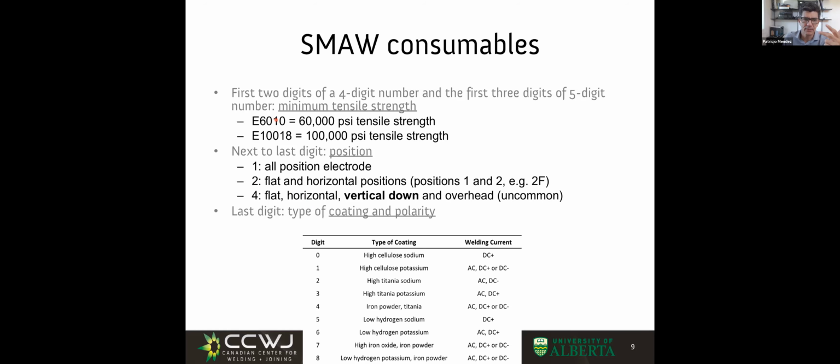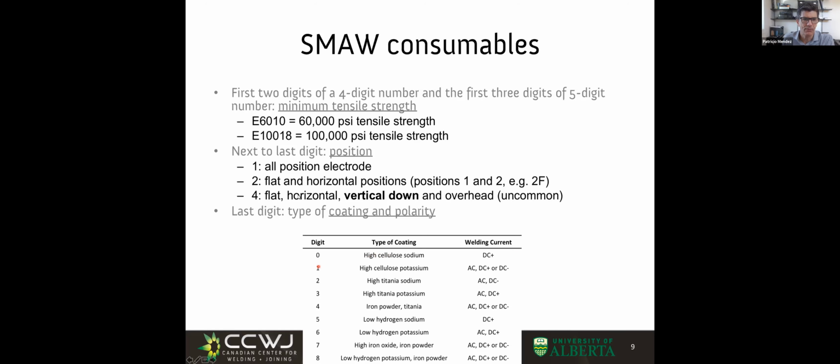And here we have about the last digit. And you don't need to memorize this other than the 0, that is the 0 that goes with 6010, that is a high cellulose sodium electrode. And I will see later today why I'm putting this emphasis on the sodium. And this electrode typically runs in DC electrode positive. And there are good reasons for that.